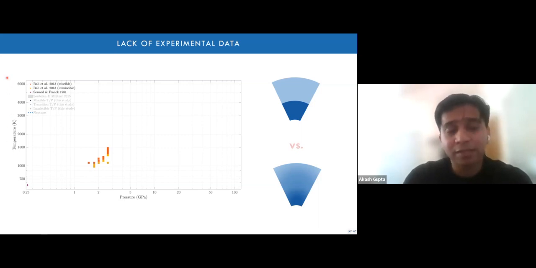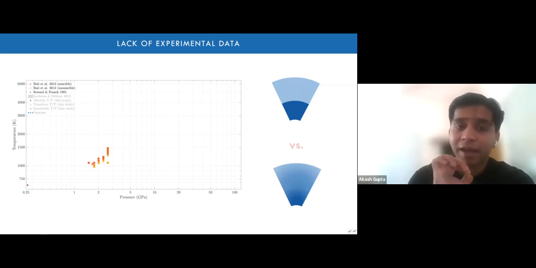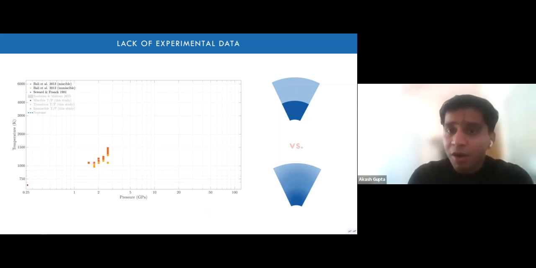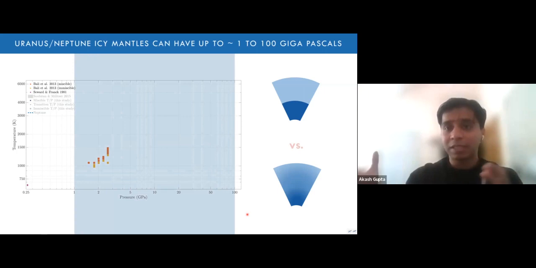So what I'm showing you here is, in this temperature-pressure space, all the experimental data that we have. We have this one data point from way back, like 40 years back, from Seaver and Frank, and another data point from Bali et al. 2013. Basically, where the colors are changing is where the critical curve lies. And for context, for Uranus and Neptune, the icy or water-rich mantles can go all the way from 1 to 100 gigapascals. And the x-axis is actually in logarithmic scale. That really tells you that we have a very poor understanding of what is happening in these planets.